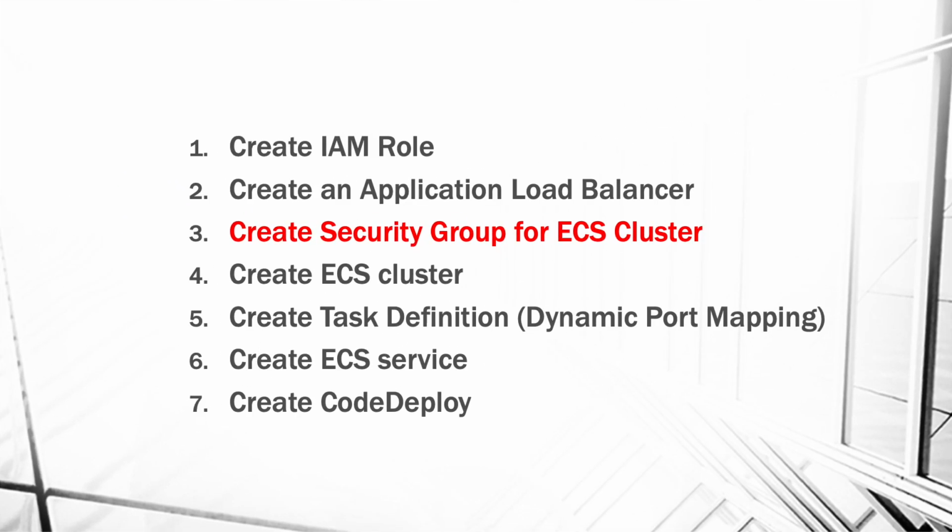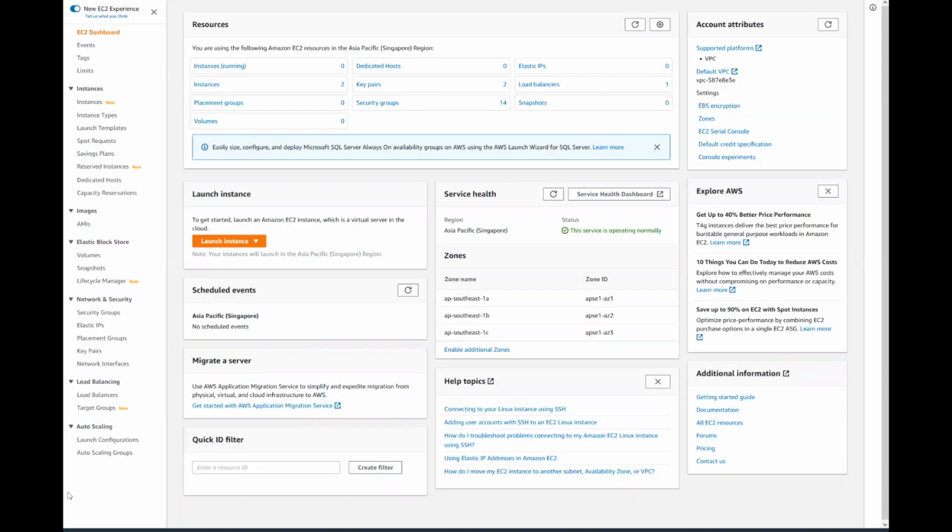Okay, let's go to the third step. I will create a security group for ECS cluster. It will allow the traffic from ALB. Here is the EC2 console. Then you click Security Group on the left-hand side menu.